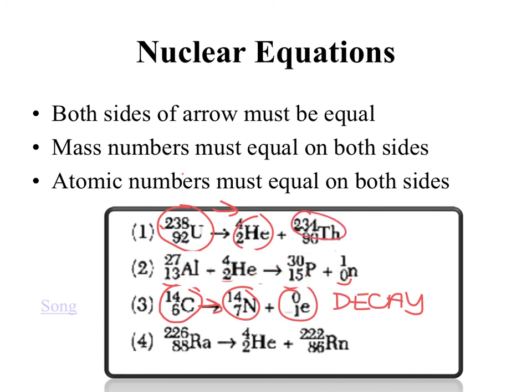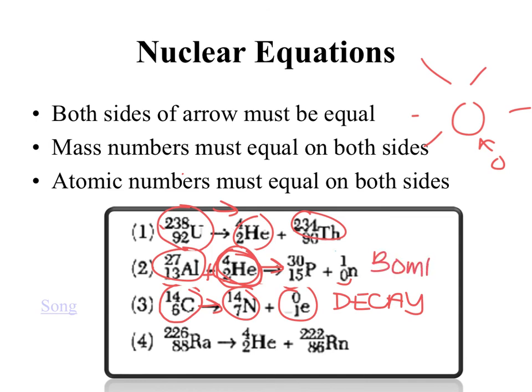The second one, though, if you look, the arrow's right here. Two things hit. It's aluminum 27, and then this is an alpha particle, 4 over 2 He, if you remember the symbol for it. Now, since they're adding together before the arrow, that means they are colliding with each other, and that's called a bombardment. So this one is actually a bombardment. And since it's hit with an alpha particle, we would call it alpha bombardment. This one that's a decay, if you look 0 over negative 1e, that's a beta decay because it gave off a beta particle and broke down.